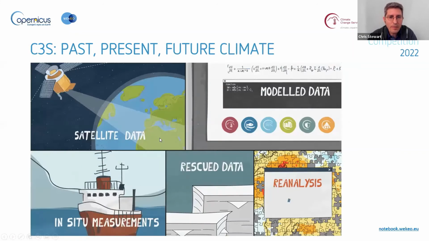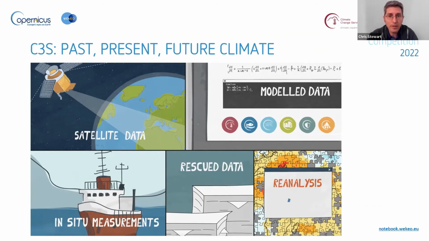Next slide, please. We provide data from these variables for the present, for the past, and the future. These exist in satellite data, in situ data sets, also in rescued data. Rescued data means old data that may be recorded on paper charts, and they have been digitized. So these are available from the Copernicus Climate Change Service.